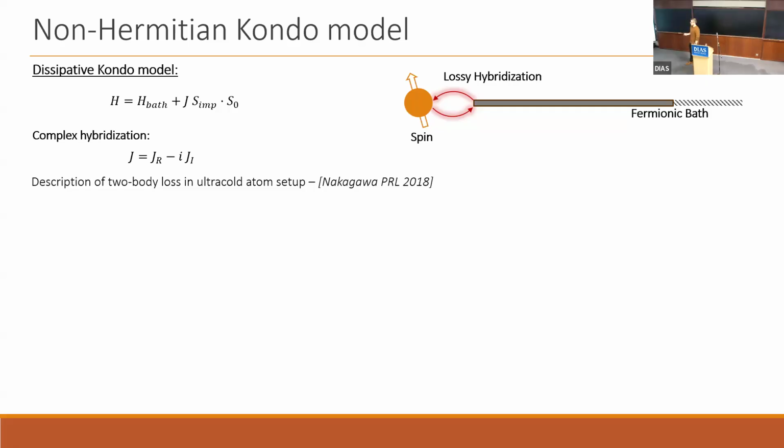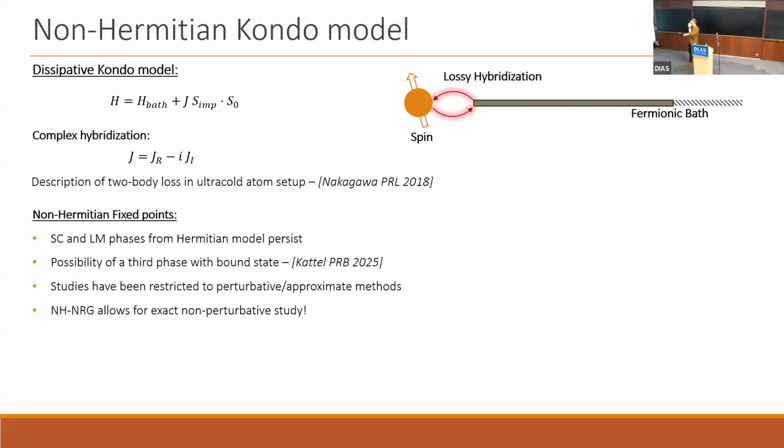This was first introduced in the context of some ultracold atom setup by these people, Nakagawa and some others, in this PRL in 2018. And this complex coupling J was meant to introduce some two-body loss between your impurity and your first site on your chain. Basically, they're coupled, but there's also loss to your environment modeled here. Okay, so the effective Hamiltonian, which is non-Hermitian, is actually derived from the full Lindblad. So it's an accurate description of the system.